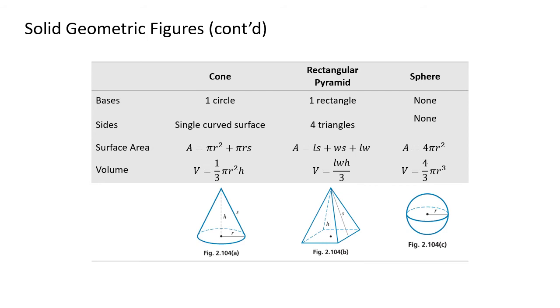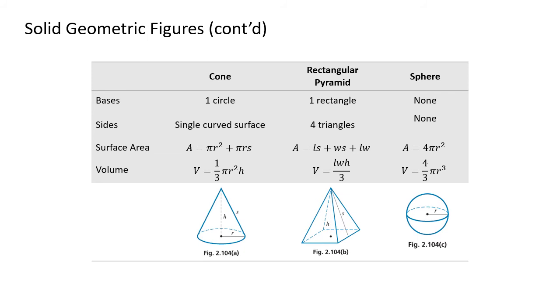So the other 3 figures I'm focusing on are the cone, the rectangular pyramid, and the sphere. You've often seen the rectangular pyramid. You can also see it written differently. Some people have seen it as a rectangular prism. It just depends on the notation in a textbook or how you've learned it in high school.